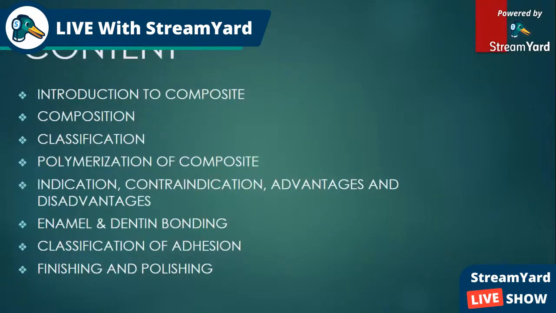First of all is the introduction of composite resin, then the composition of it, then classification and the polymerization of the composite, and I'll talk a little bit about the indications, contraindications, advantages and disadvantages, then the enamel and dentin bonding, then the classification of adhesion, and the final is the forbidden art, which is the finishing and polishing. So let's get started with the introduction of composite.